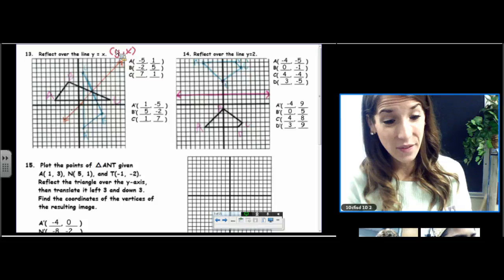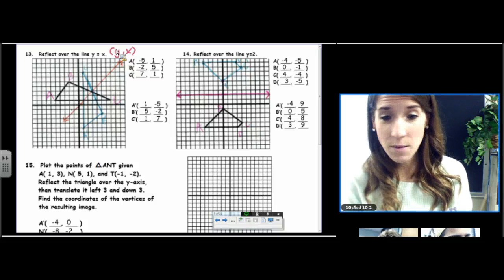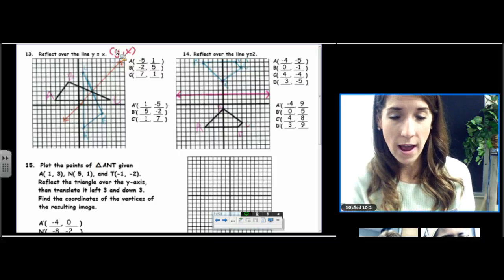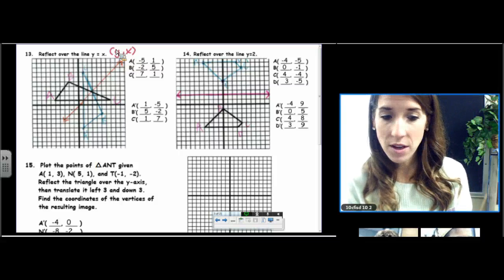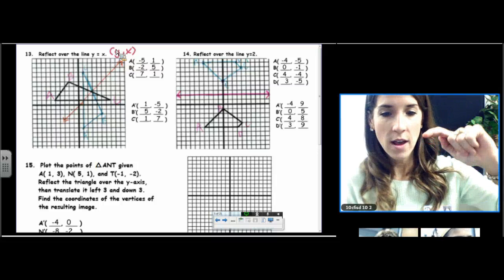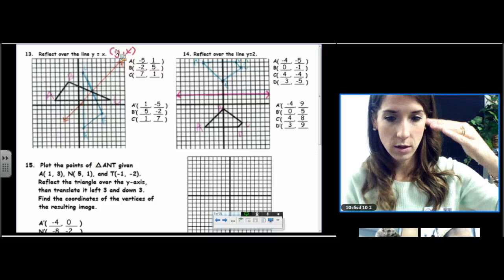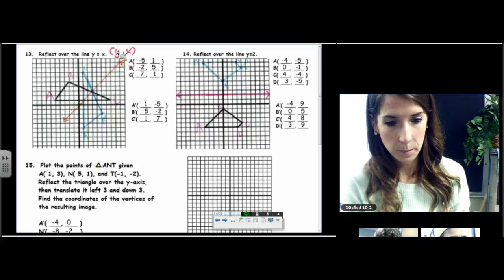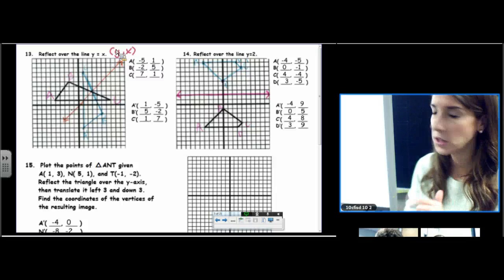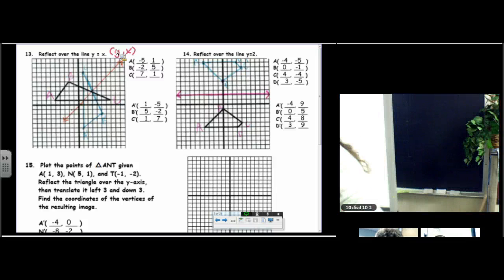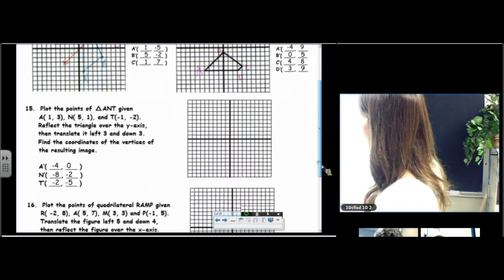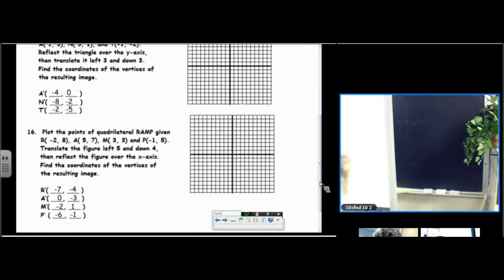Number 14 was different as well. On number 14, we weren't reflecting over the x-axis or the y-axis. You were reflecting over the line y equals 2. So that one you couldn't use a rule for. You just had to count how many away am I from y equals 2, and then I need to go that much more away from it on the other side. Okay, did you look at 13 and 14? Like I said, we didn't graph 15 and 16 for y'all, but all we really care about are the coordinates. So check those.